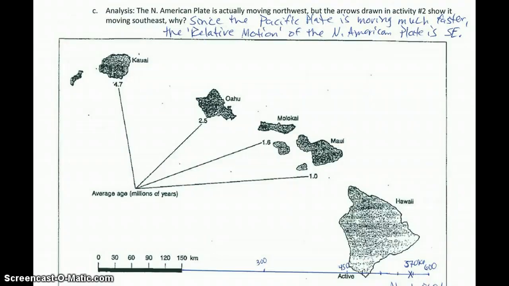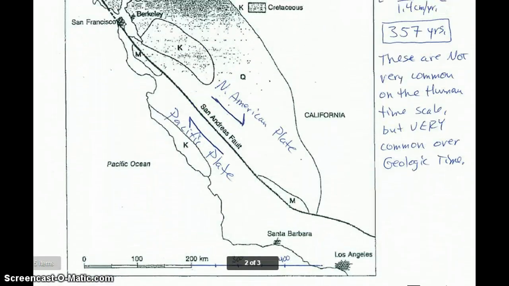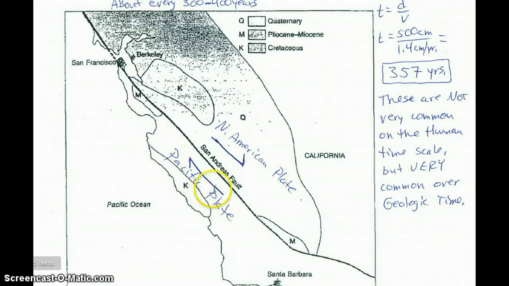So the North American plate is actually moving to the northwest, but the arrows drawn in the activity show it moving southeast. Well, why is that? Since the Pacific plate is moving much faster, roughly six plus times faster, the relative motion of the North American plate is southeast. If I'm standing on the Pacific plate and I'm moving this direction, I see the North American plate as moving this direction. So technically the North American plate is also moving northwest. It's just moving northwest a lot slower than the Pacific plate is. So therefore the relative plate motion is going to seem like the North American plate is moving southeast. And there you have it.